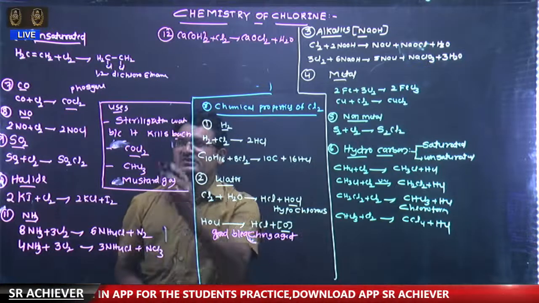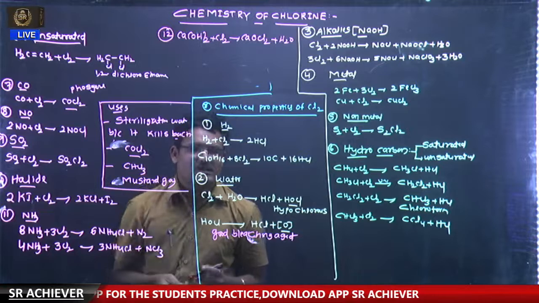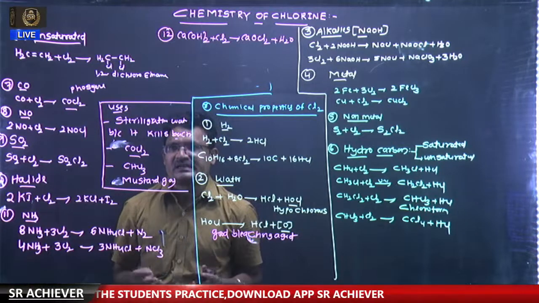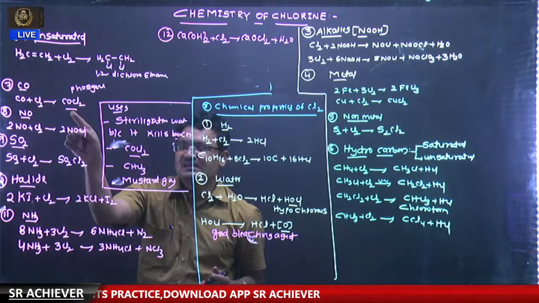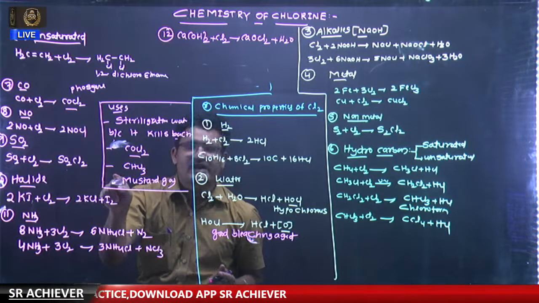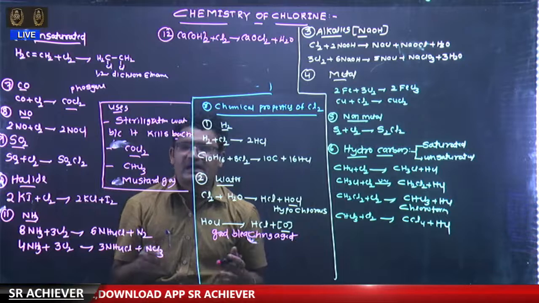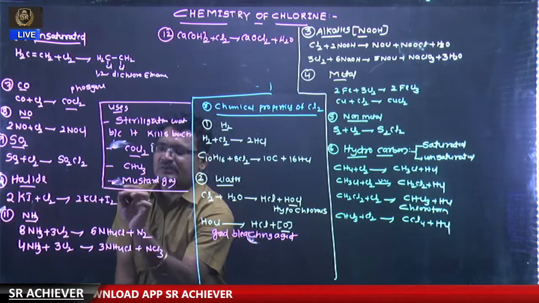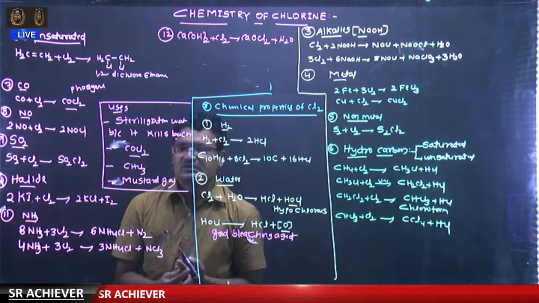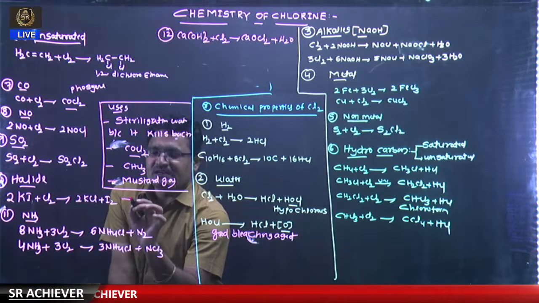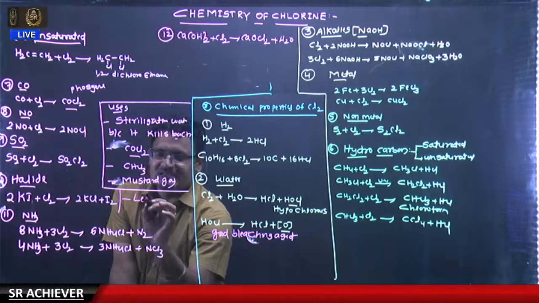It is used in sterilization of water because it kills bacteria, and for the preparation of poison gas. It is also used as a solvent, like chloroform and dichloromethane. It is also used for mustard gas, and it is also used in Lewisite.